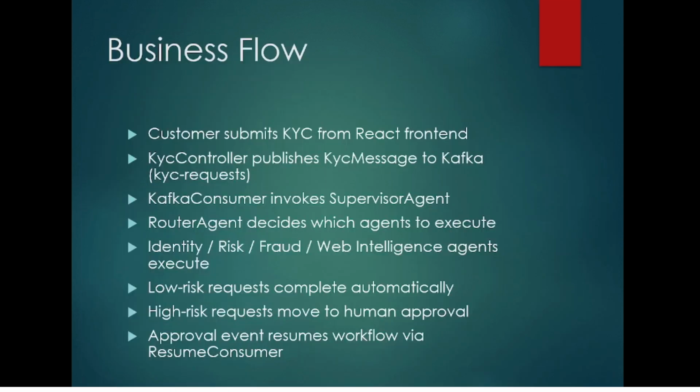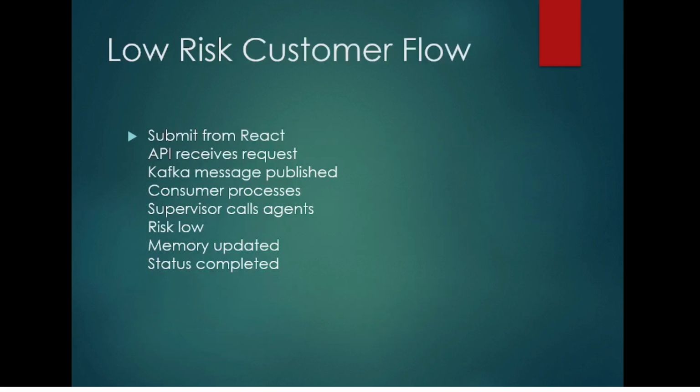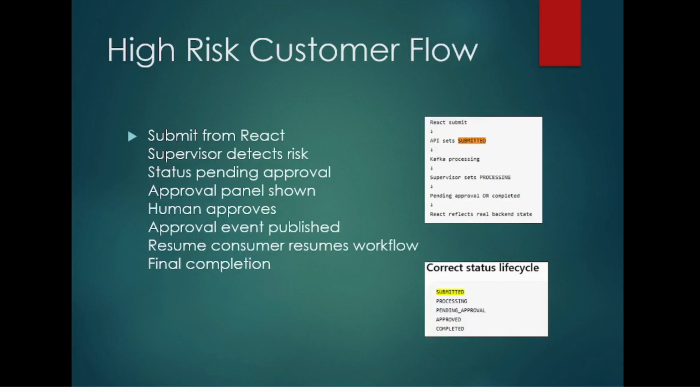So please visit that. Now the business flow, the same thing we discussed. The customer submits the KYC, the request will come, and it invokes the supervisor agent. So this is the overall flow that we already discussed. For low risk, this is the demo that we will show you. The user will submit, the API will receive, and a Kafka message will be published. Simply, the risk is low, and the status will be completed. You can see that in the diagram also. This is for the high risk, where only the pending approval is the additional thing, because the human is involved.